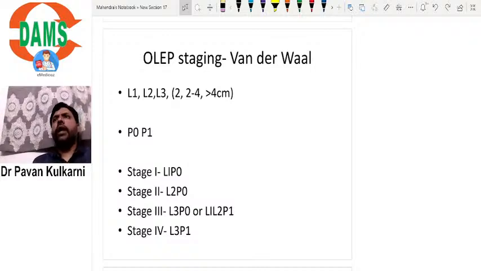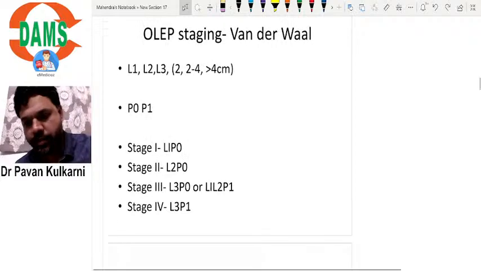How they will ask you is, a 24-year-old male patient with a 4 centimeter size white patch, which histologically shows presence of mild dysplasia. What stage is it? 4 centimeter means L2. Showing mild dysplasia means P1. L2 P1. L2 P1 will come in which stage? Stage 3. So we should be able to understand this Vander Wall staging. Based on that, we can give the clinical stage of leukoplakia.